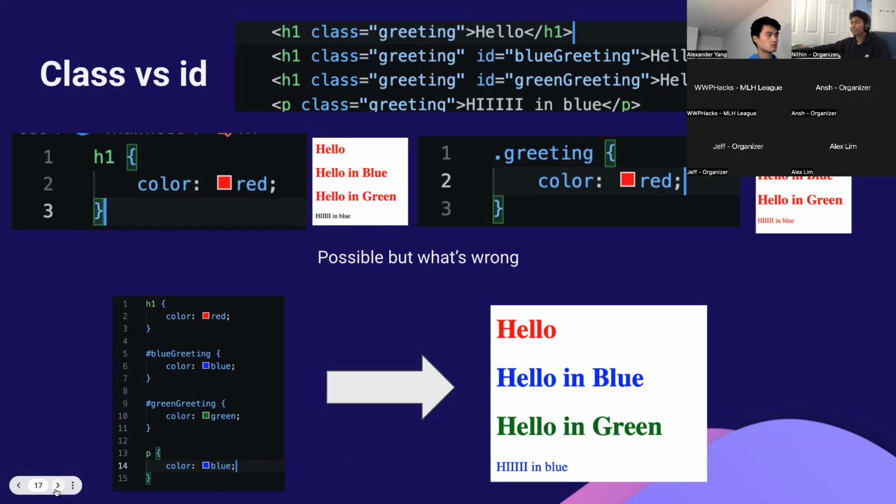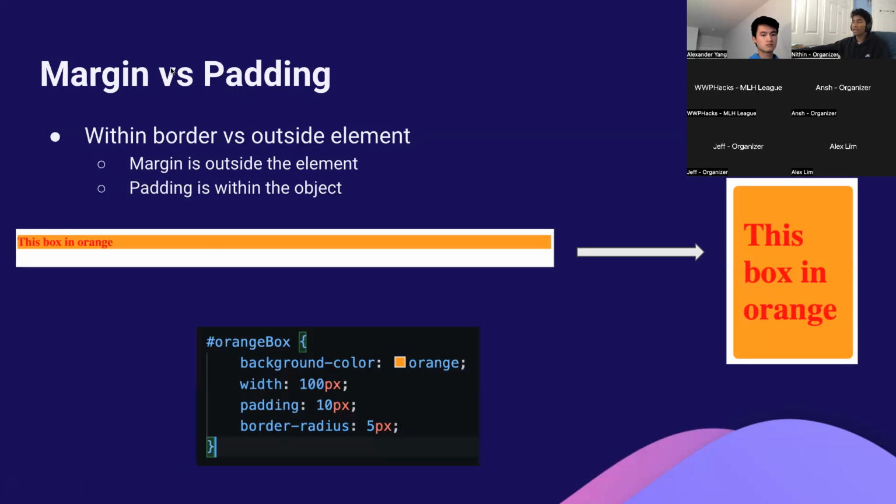Let's move on to margin and padding. So there's a difference between margin and padding. So here we have just a normal orange box, right? Now, if I were to explain the difference between margin and padding, margin is what's outside of the element.